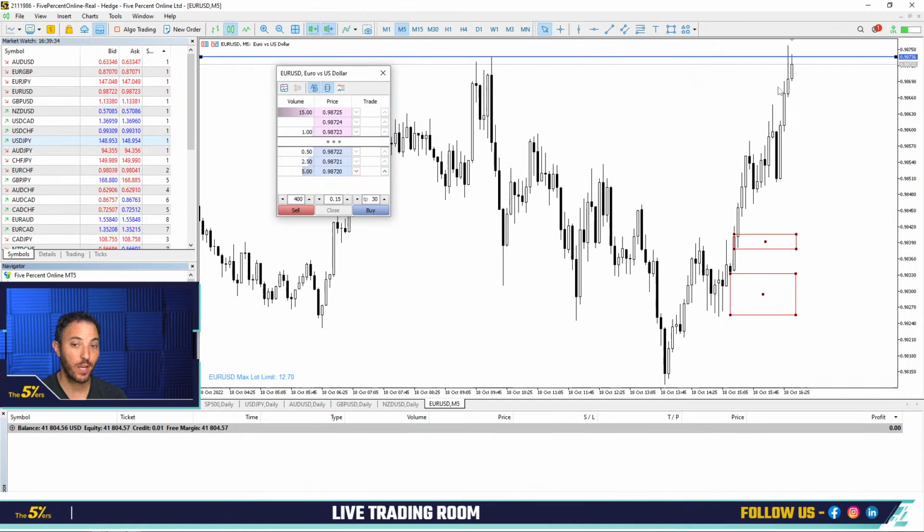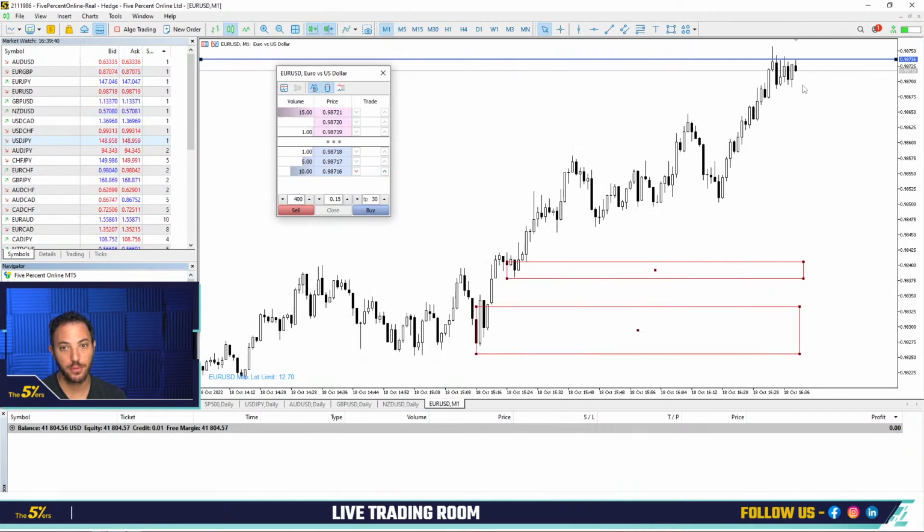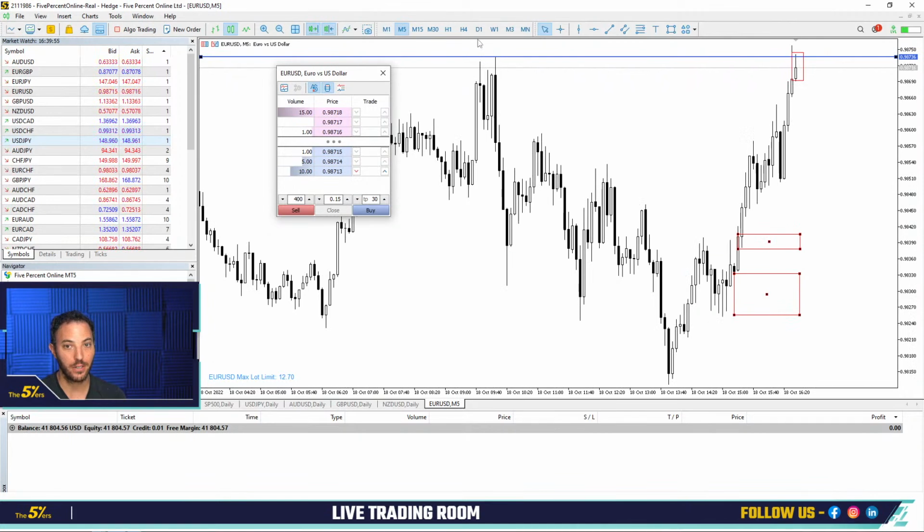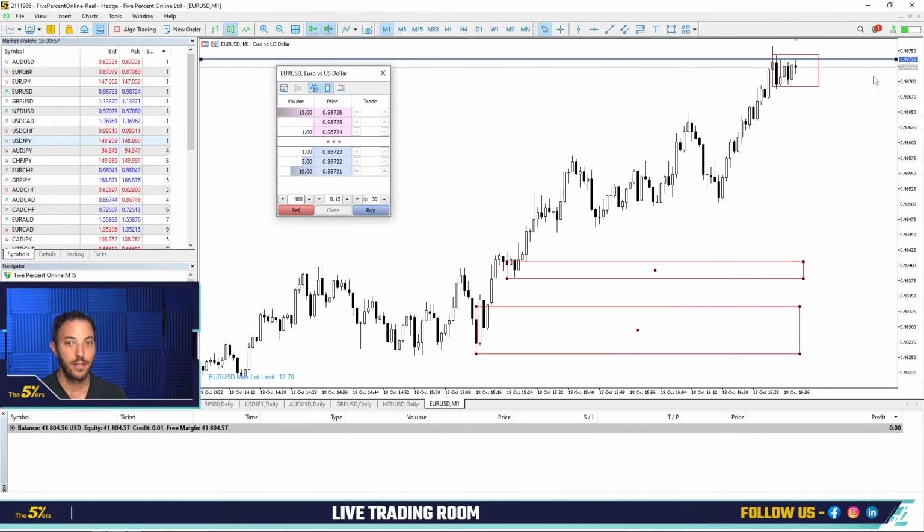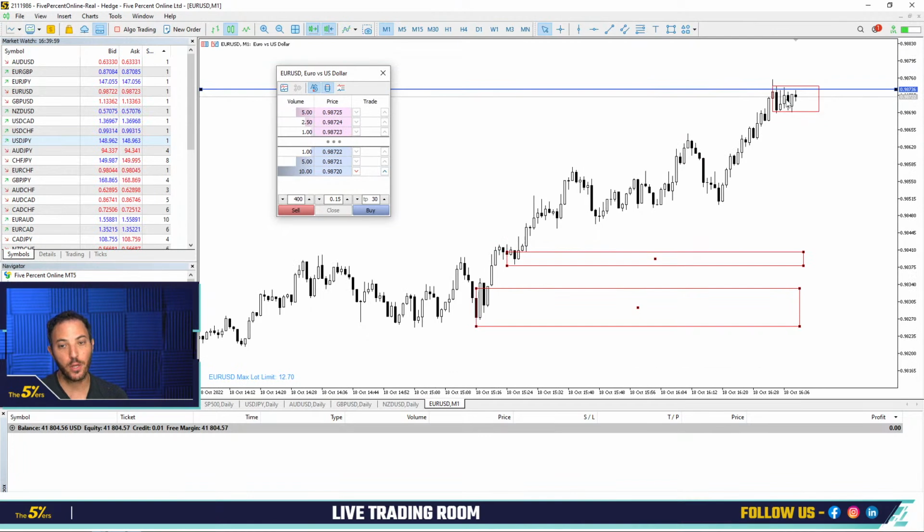Now I really want to go long, but I can't go long because I'm at the very top of the range. So I need to wait for the market to break this sideways consolidation, which is the blue line that we marked earlier, and see this become a demand area.